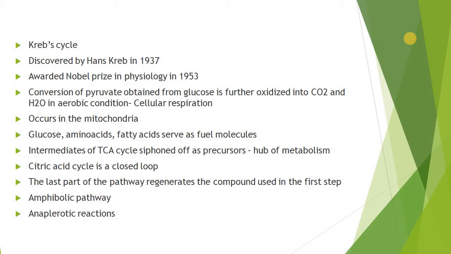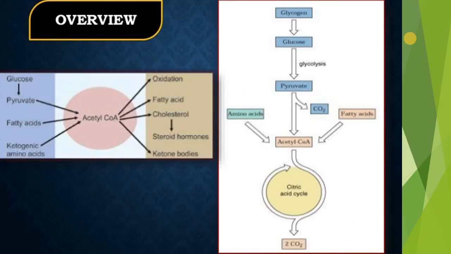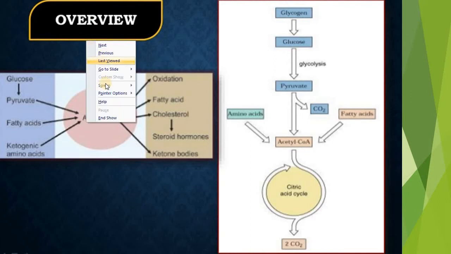Hence it forms a closed loop of reactions, and this is going to be a 10-step process. It is a very important pathway because it serves as a hub for various metabolic activities. Here, this explains the amphibolic nature of this particular pathway.